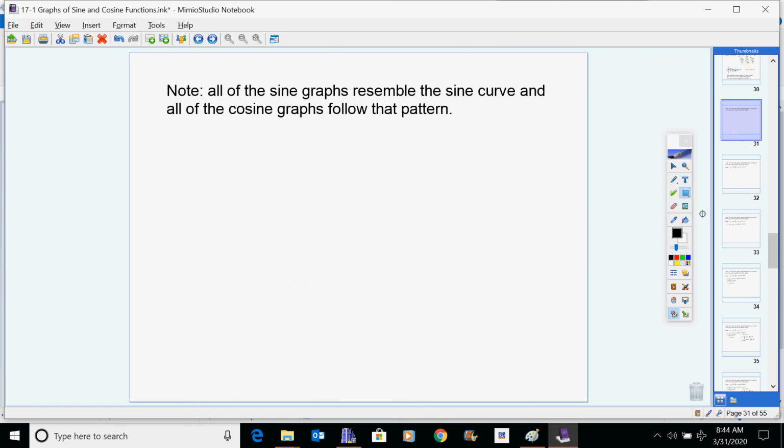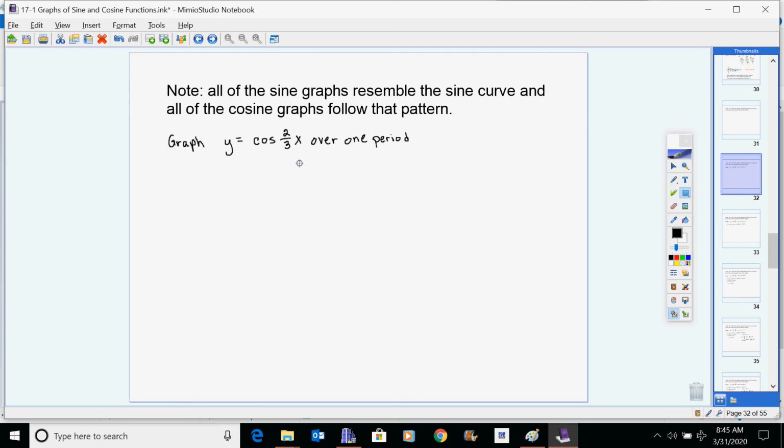All the sine graphs represent the same pattern. Okay, so let's take a look at another one. We're going to look now at cosine graphs. All the cosine graphs follow the same pattern. Remember, our basic cosine graph starts up, goes down, and then comes back up. So all of the cosine graphs are going to follow that same pattern. We're going to do the same thing.